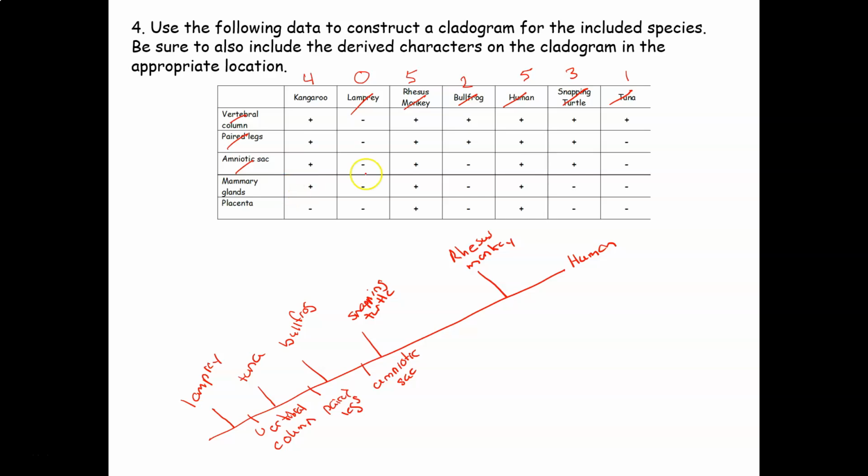We've got mammary glands, both the monkey and the human have them, so that means it's going to come before the two of them. And they both have a placenta, so that will also come here. And I'm just gonna move this line just a little over so you can see it. All right, and that takes care of that one.